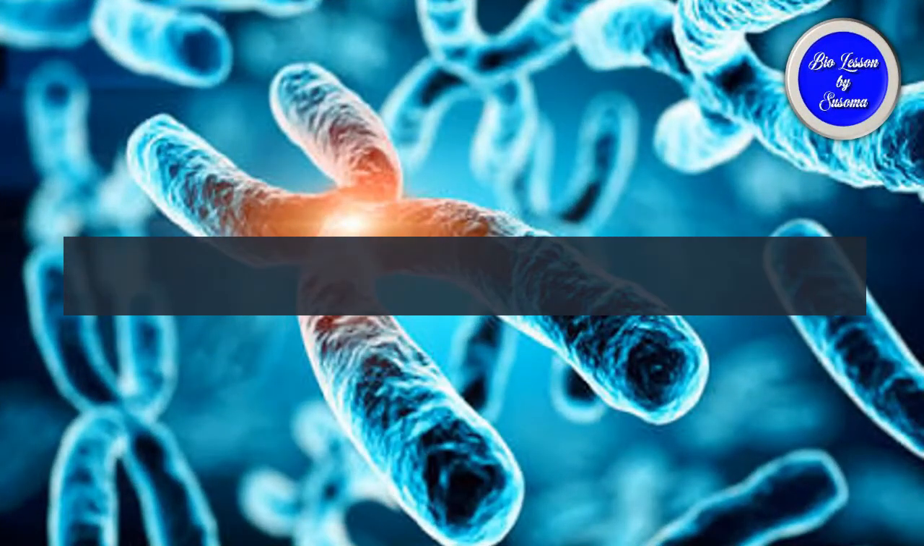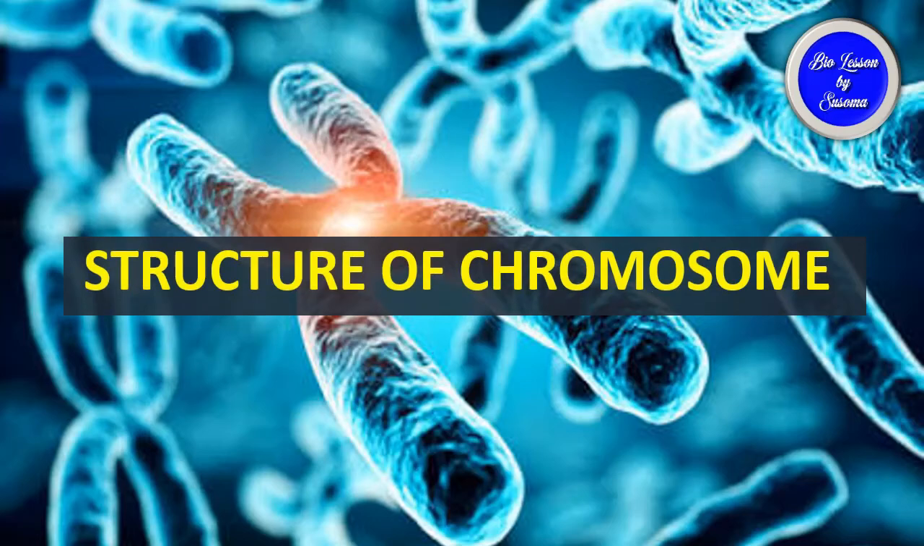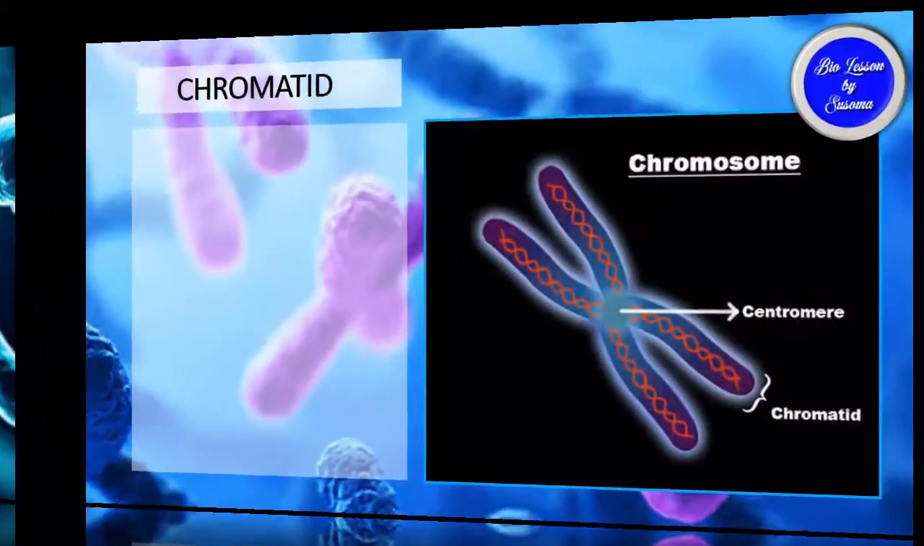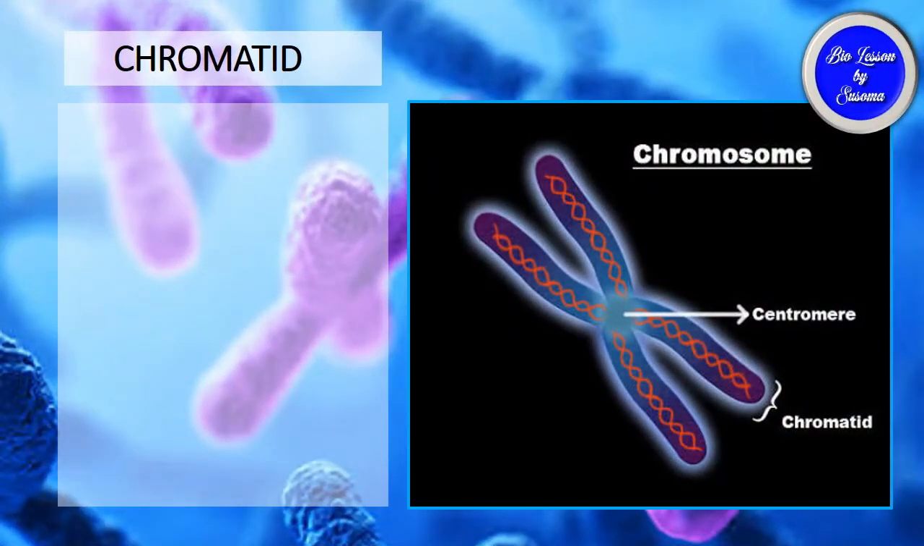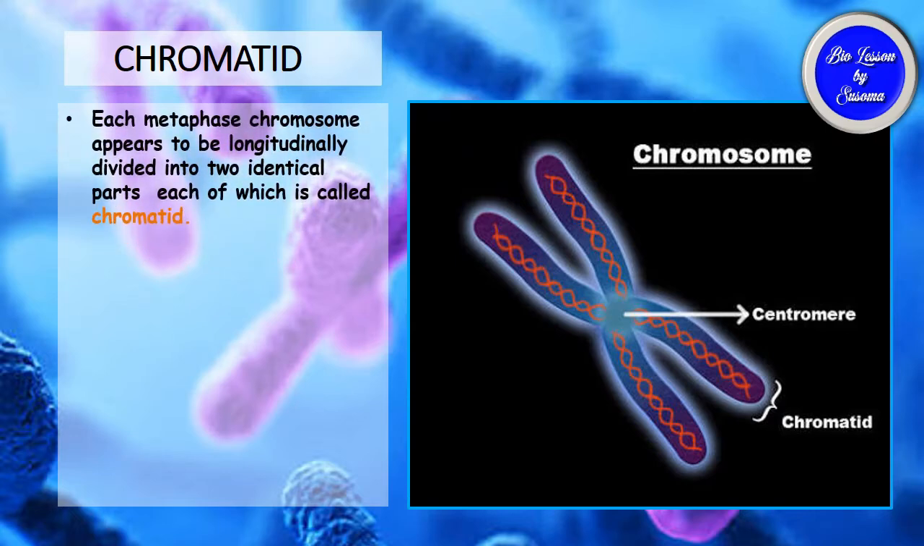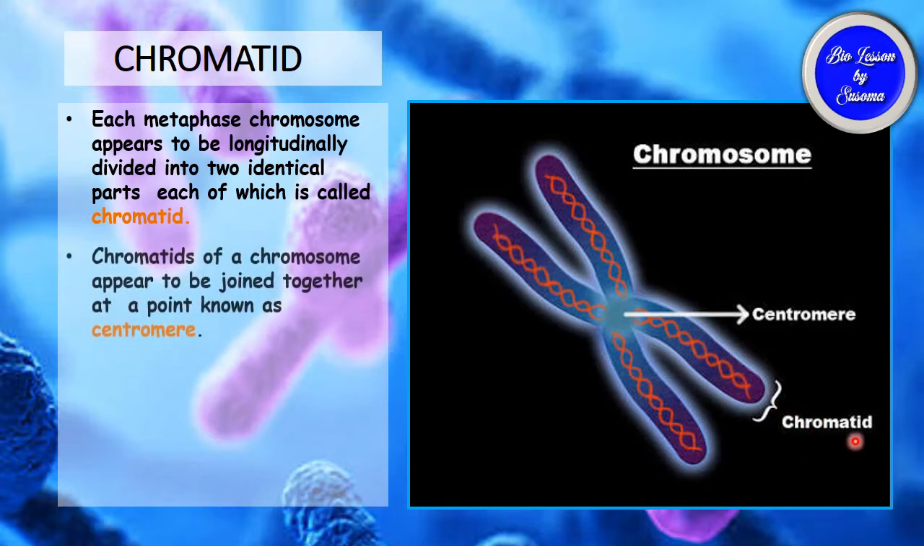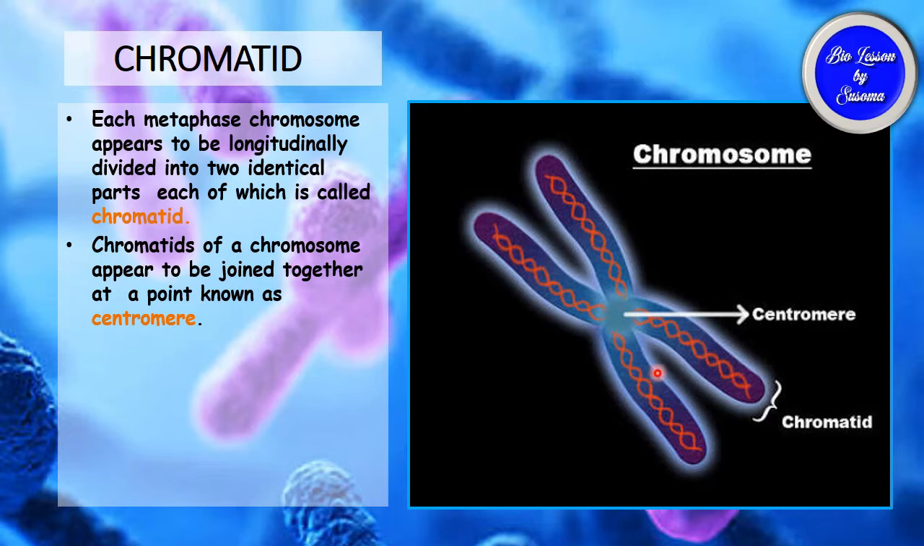Next, we will study in detail about the structure of chromosome. What are chromatids? Each metaphase chromosome appears to be longitudinally divided into two identical parts, and each of the identical parts is called a chromatid. Now, chromatids of a chromosome appear to be joined together at a point, which is called the centromere.